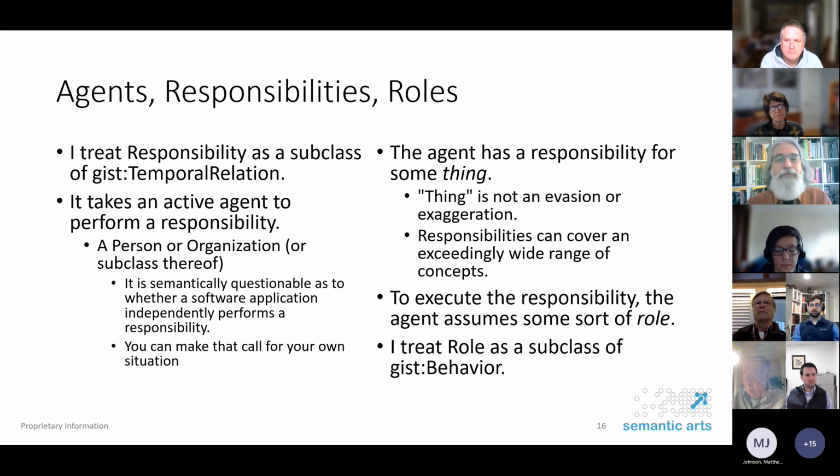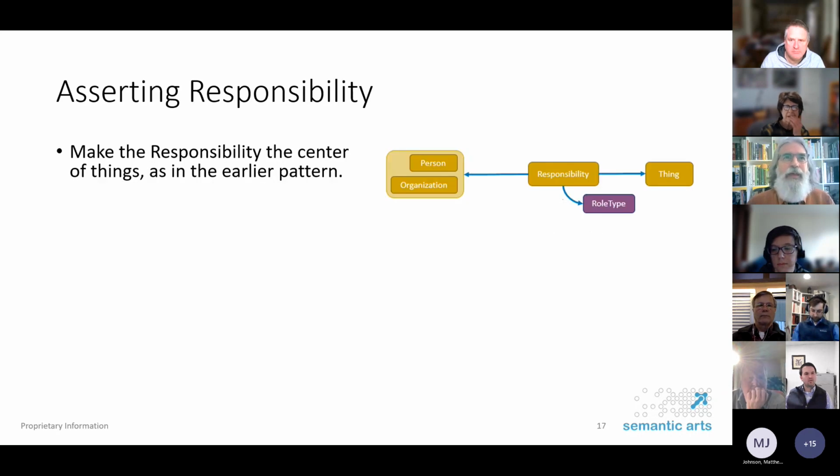And I tend to treat a role as a subclass of gist behavior. And that, again, is one of those things that I'm looking forward to talking about with my colleagues, because it might not belong there, but so far it's worked for me.